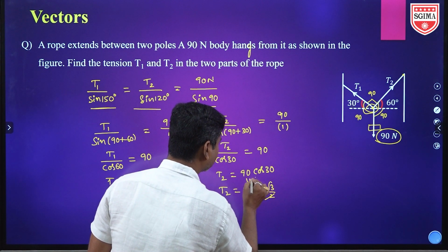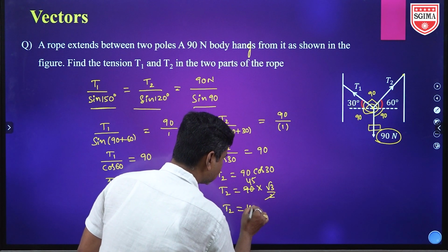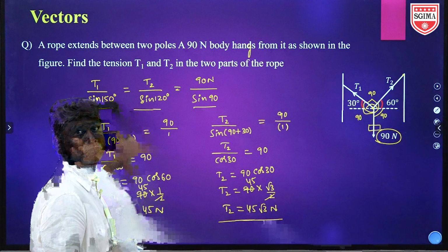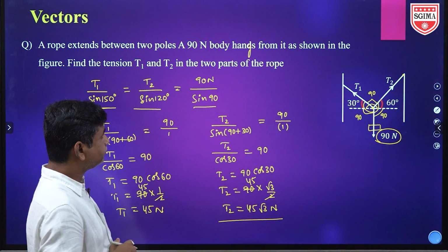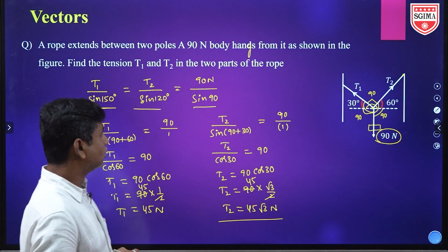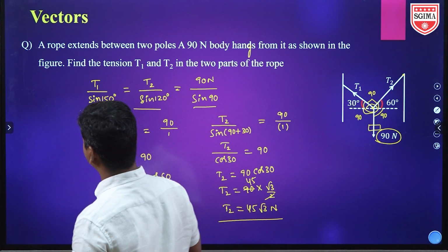Here 2 ones and 2 45s. So write here T2 equal to 45 root 3 Newton. It is the question related to Lami's theorem. With the help of Lami's theorem, questions like this can be solved.